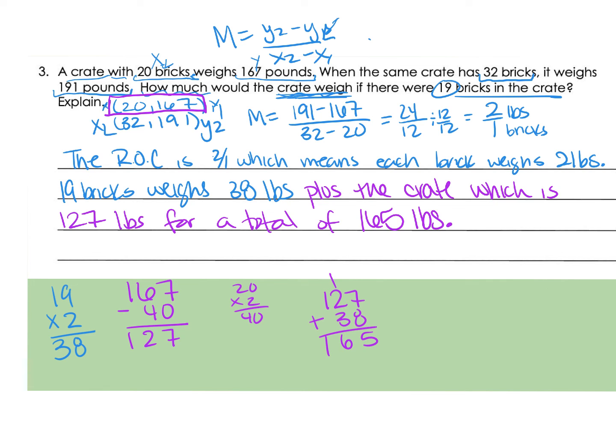Now, did you notice that I did that the long way? There's a much faster way to figure that out. They told me 20 bricks in the crate is 167 pounds. So to get 19 bricks, I just have to subtract 1 brick, y'all. 1 brick is 2 pounds. I didn't notice it at first. But either way, you're going to get to the right answer. Hopefully you start to see the faster way quicker than I did. Let's move on to the next practice problem.